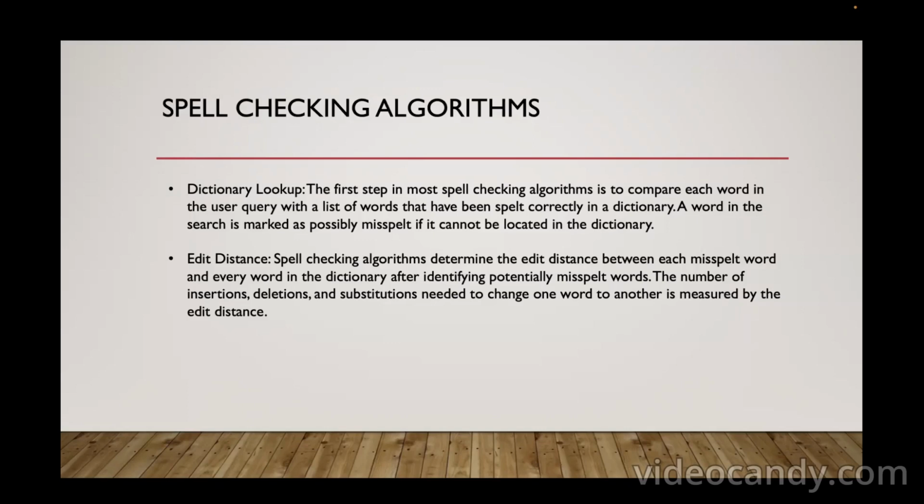And the second one regarding spell checking algorithms is edit distance. Spell checking algorithms determine the edit distance between each misspelled word and every word in the dictionary after identifying potentially misspelled words. To measure the edit distance, we have to know the number of insertions, deletions, and substitutions needed to change one word into another word.